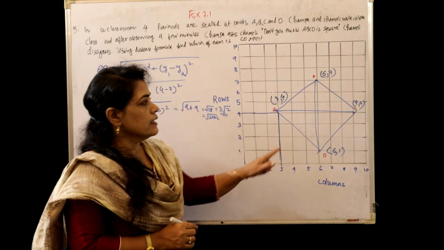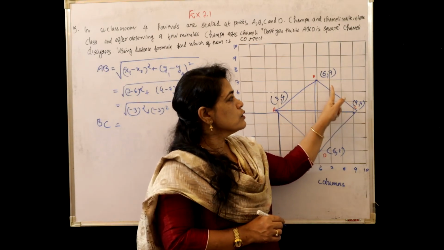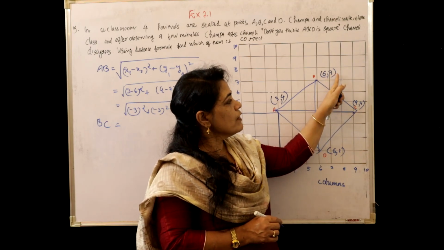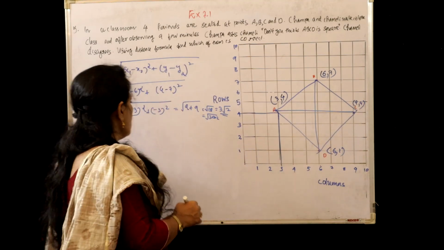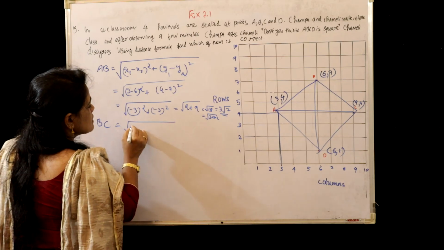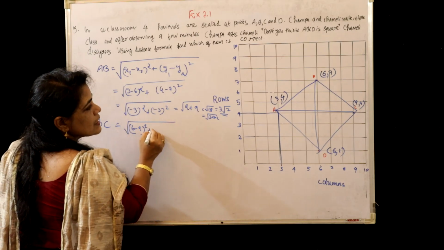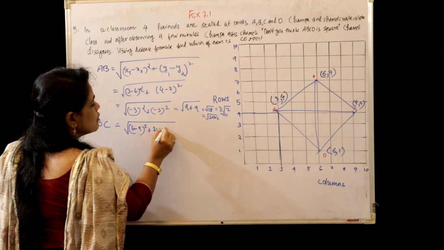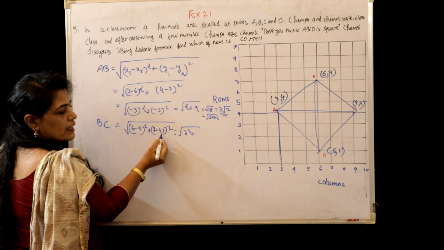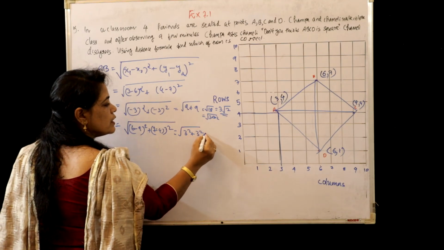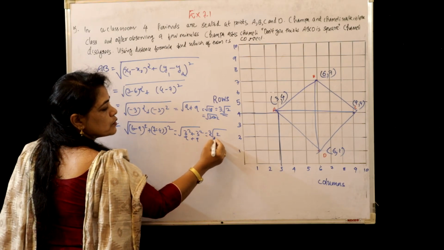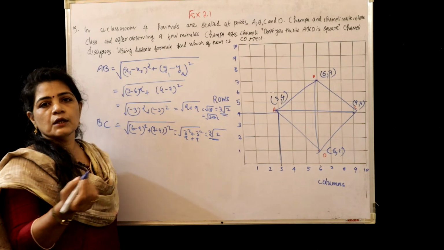But here you can take this as x1, y1, and this as x2, y2. So x1 minus x2 whole square, that is 6 minus 9 whole square, plus 7 minus 4 whole square. So 3 square plus 7 minus 4 is 3 square. So root of 9 plus 9, that is root 18, that is 3 root 2. We have seen that root 18 is 3 root 2.